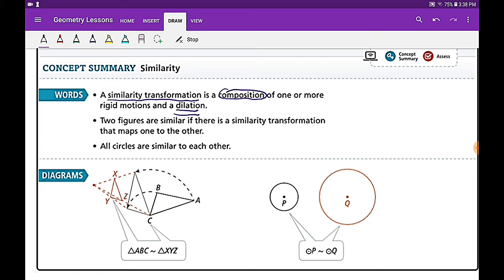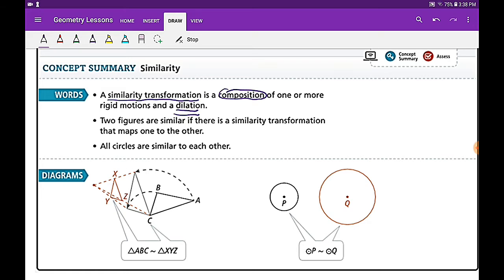Conversely, we can show that two figures are similar by showing that one figure maps onto another via a series of rigid motions combined with a dilation. Dilation always produces similar figures. Bullet point number 2: two figures are similar if there is a similarity transformation that maps one to the other. What I just said. All circles are similar to each other. Duh! All circles are similar to each other.